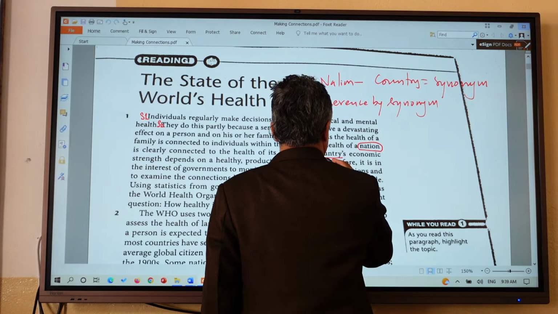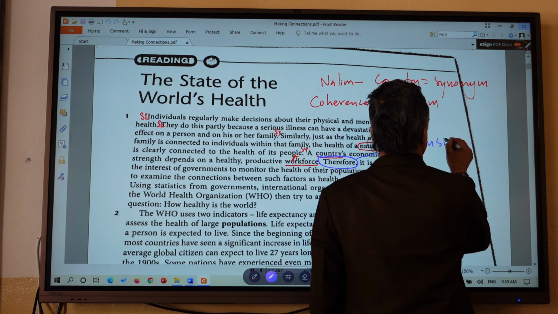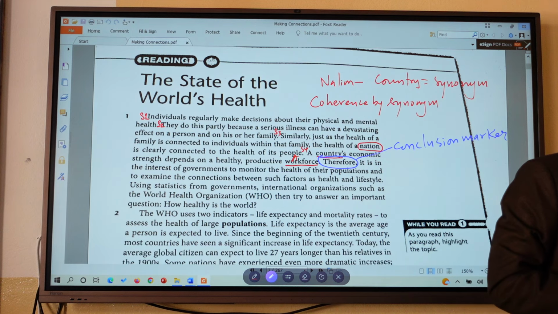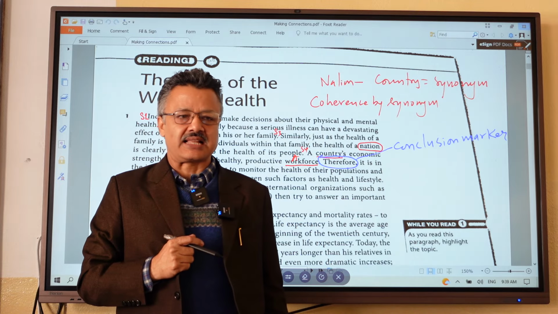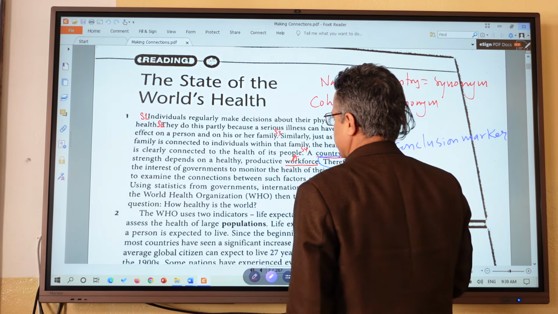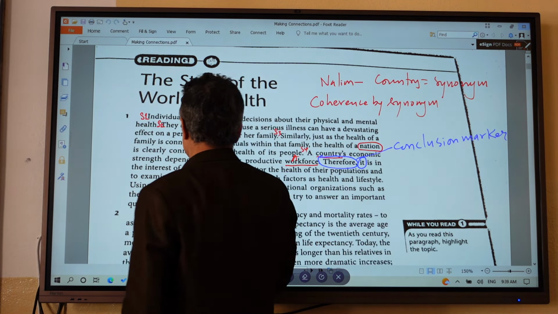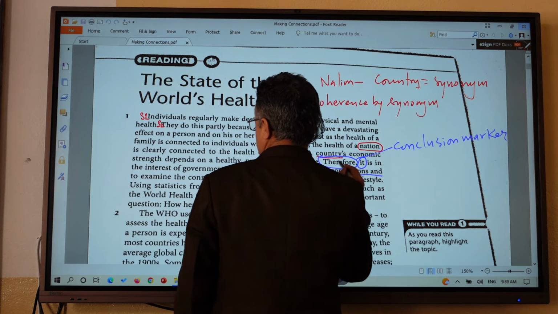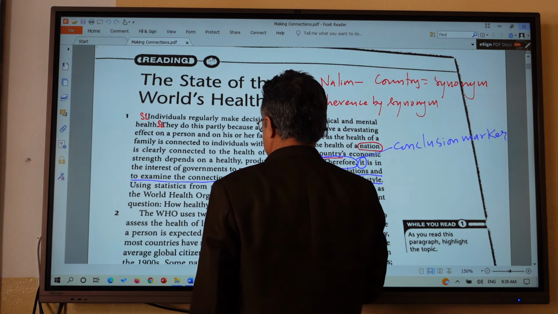Therefore, now come here. We have a very important word here. Therefore, we call this a conclusion marker. What do we call it? Conclusion marker. A word that tells that the writer is now coming to the conclusion of his argument. Therefore, it is in the interest of governments to monitor the health of their population and to examine the connections between such factors as health and lifestyle.